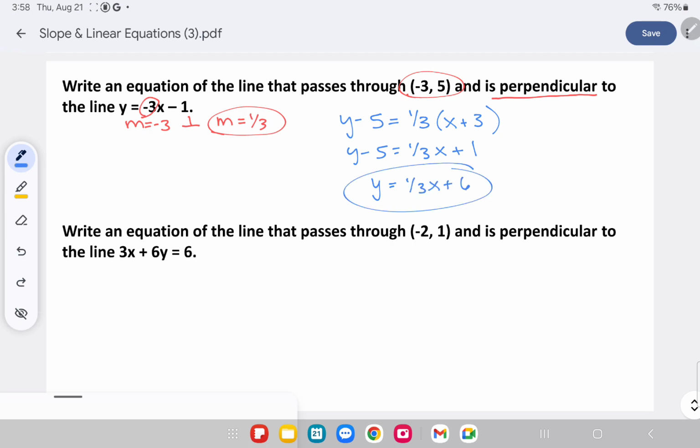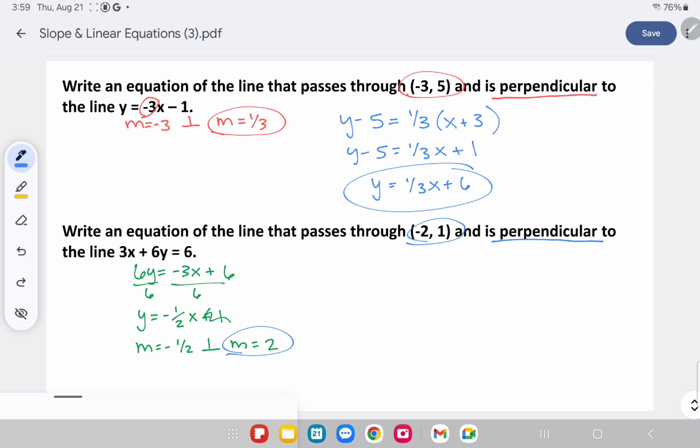One more example. We want perpendicular again, so opposite reciprocal slopes, but this time we don't know the slope of the line. We need to find it by putting it into slope-intercept form, isolating the y. So when I isolate the y, I'm going to subtract the 3x over, and then I'm going to divide by 6. So negative 3 over 6 is our slope. That reduces to negative 1/2. We don't really care about the y-intercept there. It's not important to us. What we care about is this slope is negative 1/2. And because our line is going to be perpendicular to it, our slope needs to be positive 2. So our slope is positive 2.